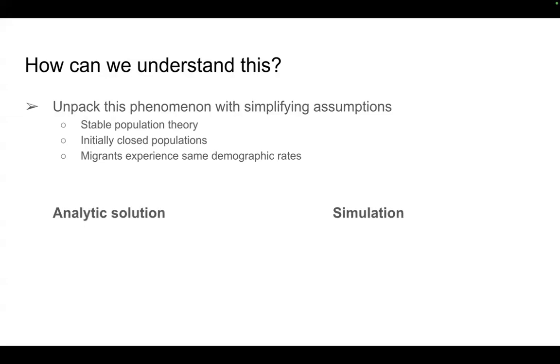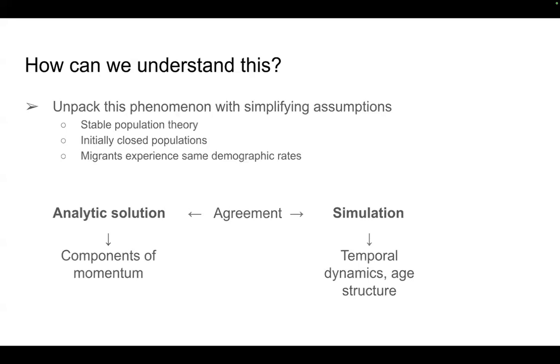Okay, so with these assumptions, I want to go through first an analytic solution and then talk about the simulation. And I want to show that we can find agreement between these two things, which makes us confident that both of these are capturing the dynamics that we want them to. With the analytic solution, which is that key expression, this equation of what actually determines momentum numerically, we can extract the components of momentum due to replacement migration. And with the simulation, we can look at more temporal dynamics, things like age structure, like what would the population look like if this happened, as opposed to just the mechanics driving it. I think these two ways of approaching the problem give us different angles into the phenomenon that we're trying to understand. Okay, so I'm going to start with the analytic piece, and I'll go into it now.